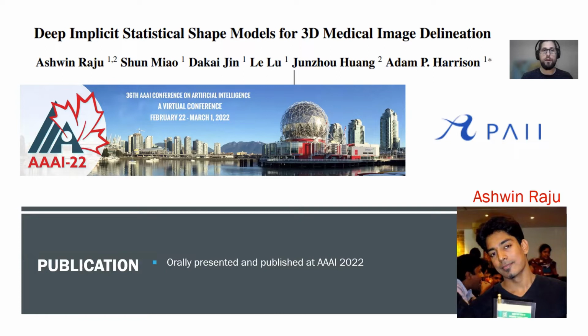First off, this work was done while I was an employee at MICCAI. I was very happy for the opportunity. The work was primarily performed by an intern under my supervision named Ashwin, so I want to acknowledge his contributions. We were very happy that it was published at AAAI 2022 and actually was given an oral presentation. We were very pleased with that recognition.